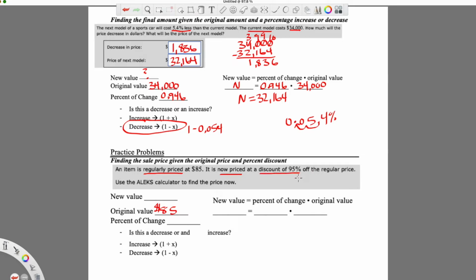So we want to make sure that we're paying attention to the wording there, because now priced means right now, this is what I'm going to buy it for. And it's got a discount of 95%. So I'm decreasing because discount means decrease.